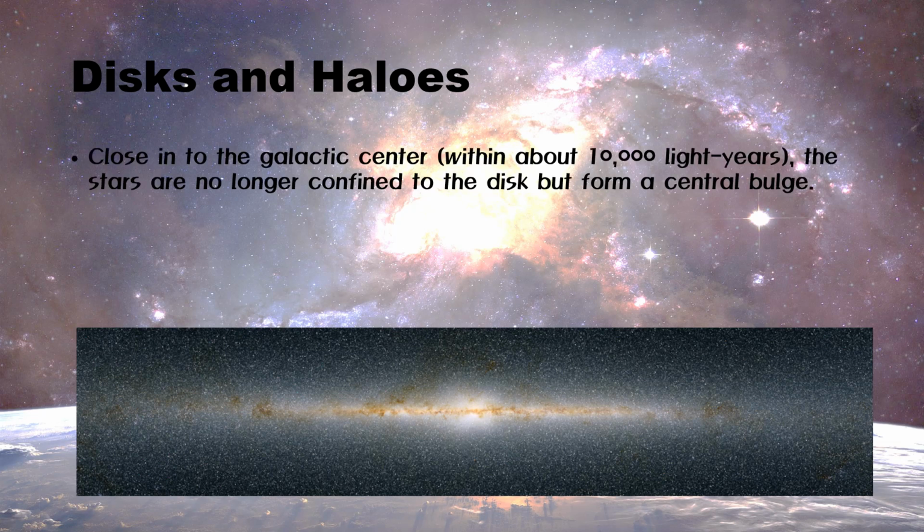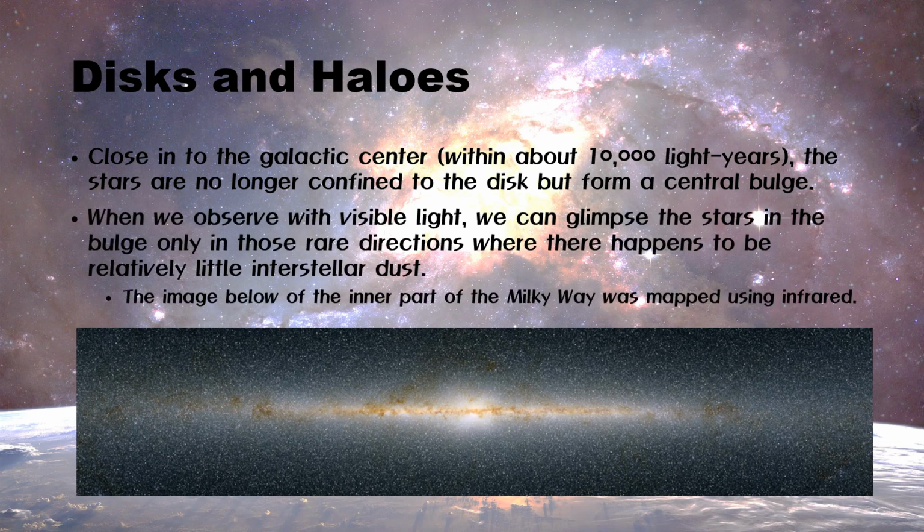Now, if we close in on the galactic center, which is within about 10,000 light years, you'll see that the stars are no longer confined to the disk, but do form a kind of central bulge. When we observe with visible light, we can glimpse the stars in the bulge only in those rare directions where there happens to be relatively little interstellar dust. However, if we switch to infrared, we get a slightly different picture, as we can see here below, when we mapped the inner part of the Milky Way galaxy using infrared light.